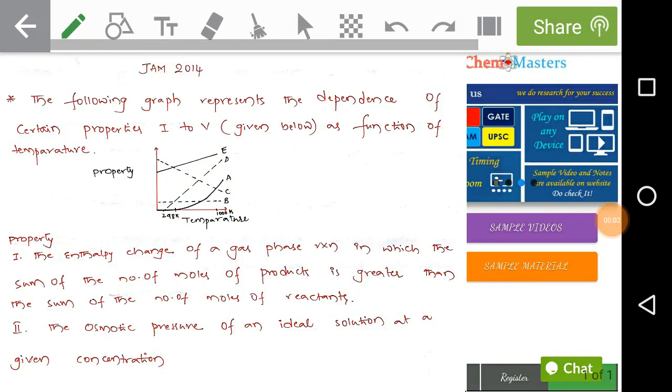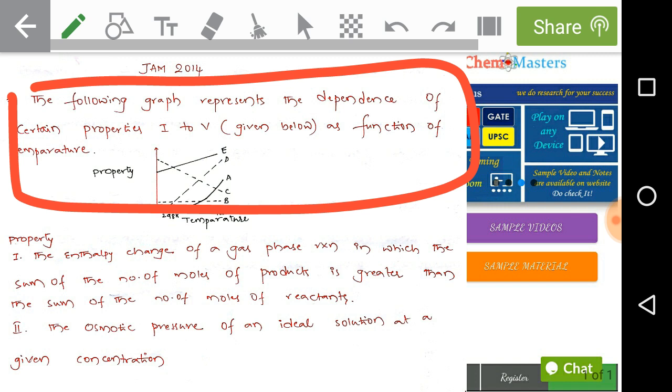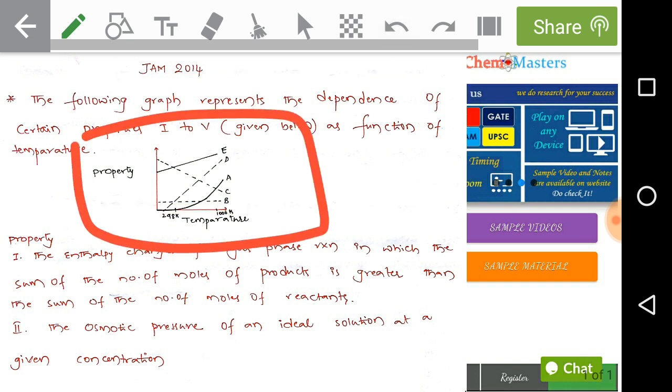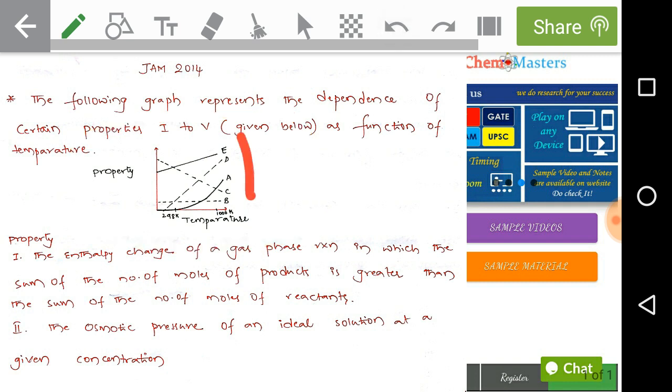Hi, now we are analyzing JAM 2014 chemistry. Just look at the given problem. The following graph represents the dependence of certain properties 1 to 5 given below as function of temperature. Just observe the given graph here. We have been given 5 properties as a function of temperature. We need to find the correct combination of lines or curves with the given 5 properties.